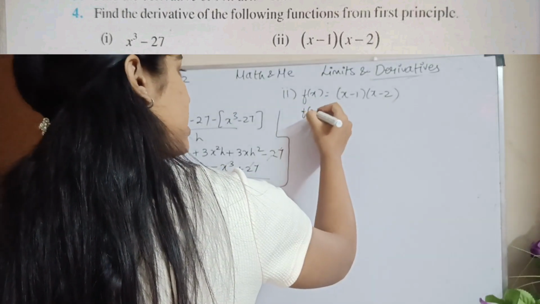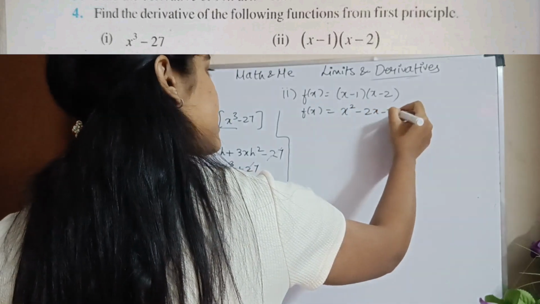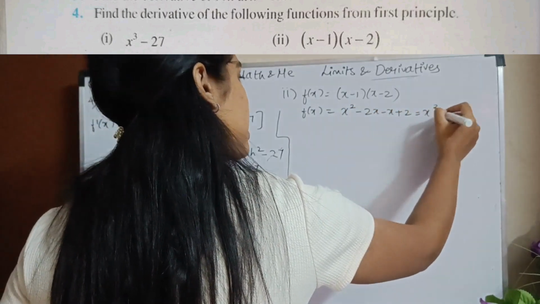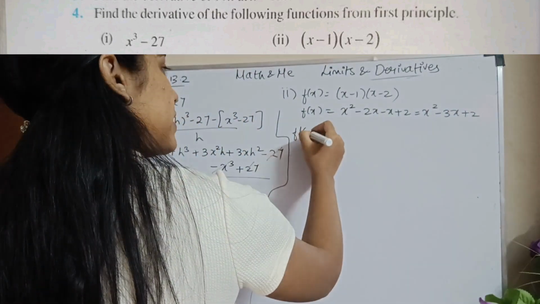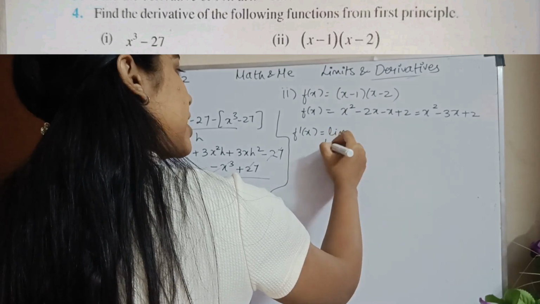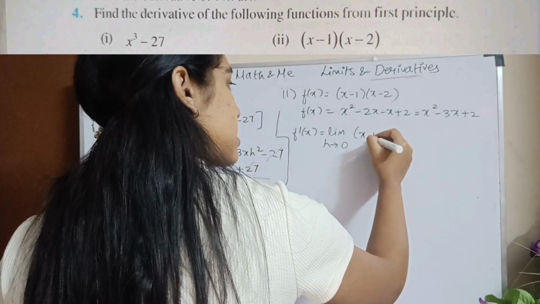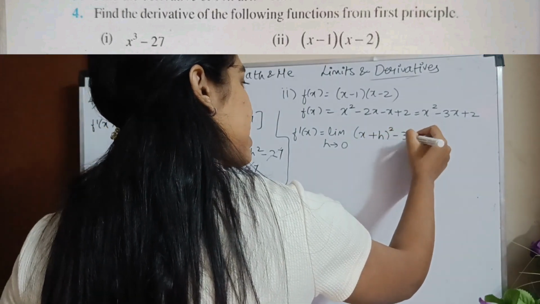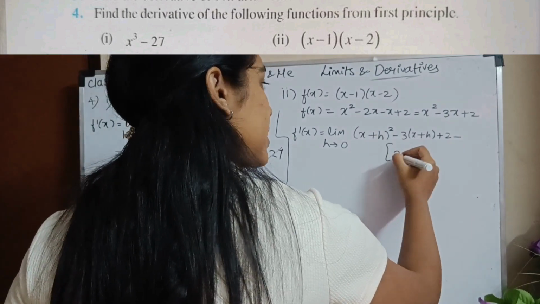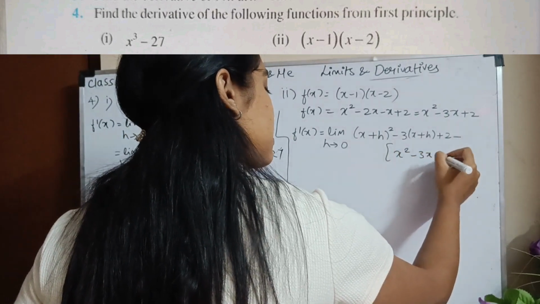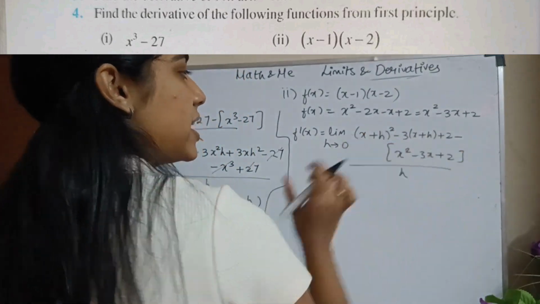First I'll multiply. So I have f of x equals x square minus 2x minus x plus 2, which is x square minus 3x plus 2. So this is my f of x. Now f dash of x is limit h tends to 0 of f of x plus h. Correct? So I'll have x plus h the whole square minus 3 times x plus h plus 2, minus of x square minus 3x plus 2, the whole divided by h. That is, f of x plus h minus f of x.